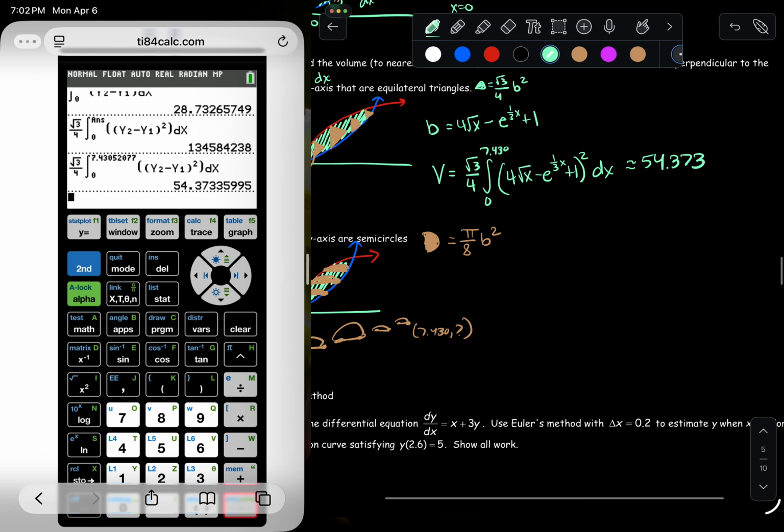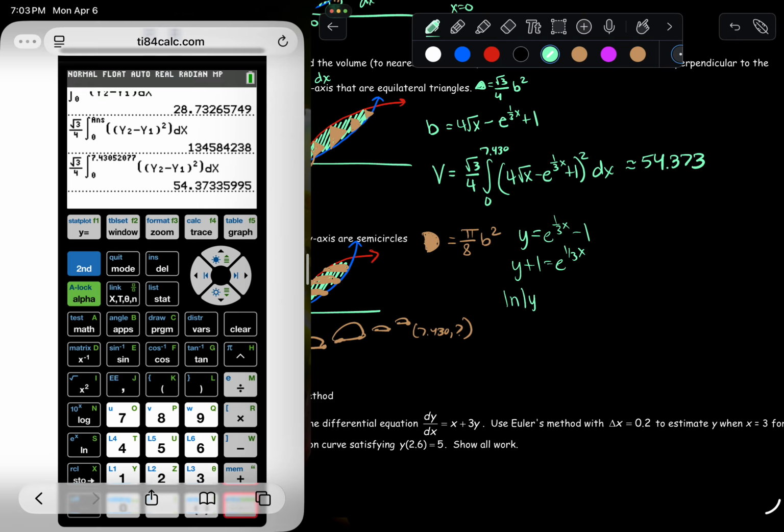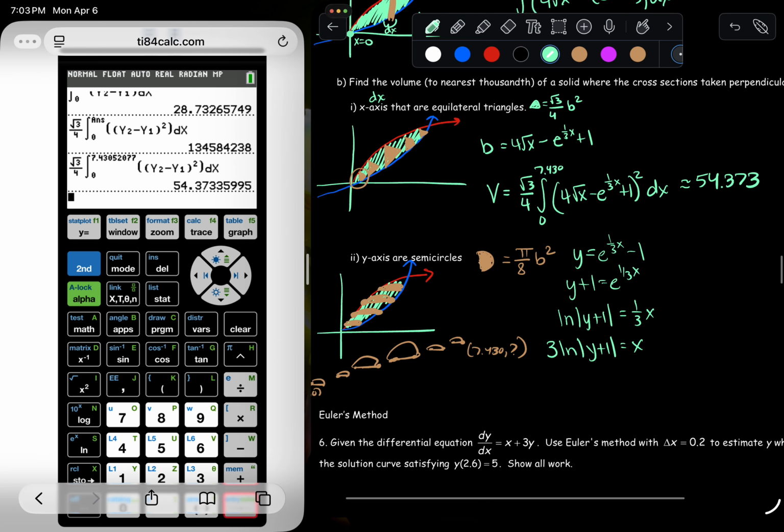So let's start with the first one. The first one is y is equal to e to the 1/3 x minus 1. All right, so we'll do plus 1 is equal to e to the 1/3 x. And then we need to take the natural log of both sides because the variable is in the power. So we'll take the natural log of y plus 1 is equal to 1/3 x. Multiply both sides by 3, we get 3 natural log of y plus 1, which is equal to x. So there is our first. This is actually the upper bound.